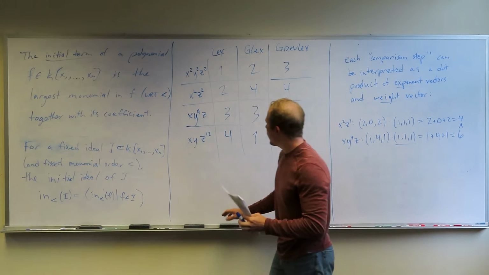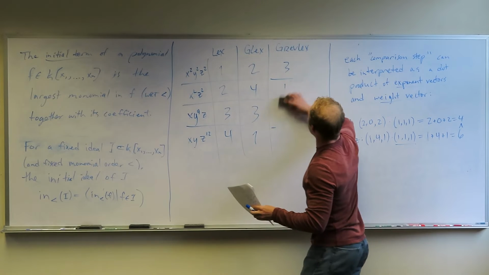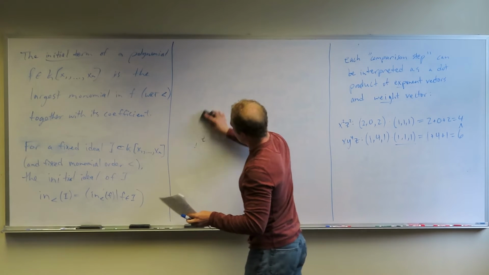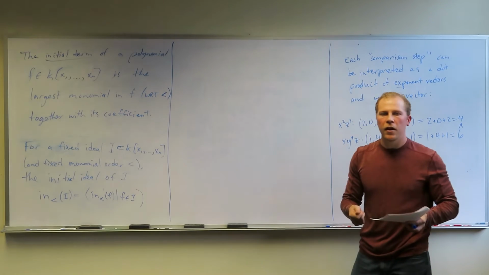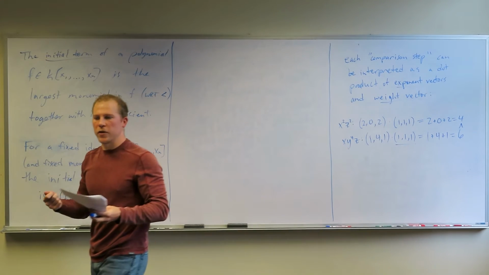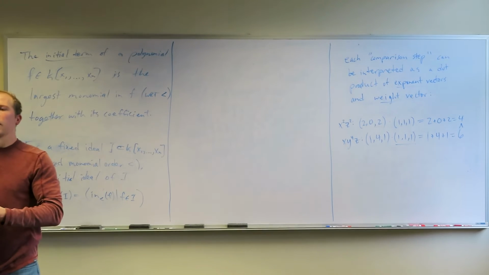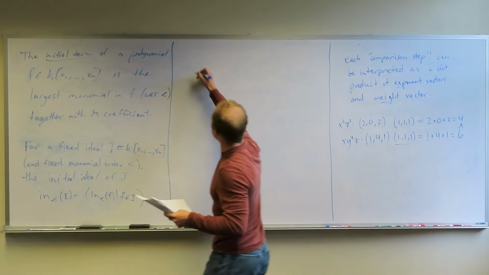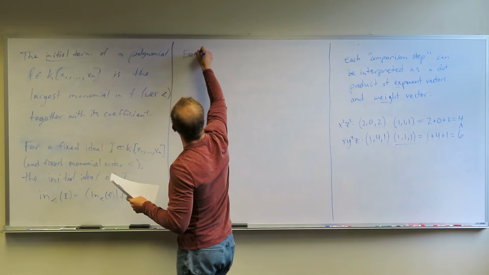And so at first glance, we might hope that if I hand you some generators for an ideal, and you just look at the initial terms of those things, that those are going to be enough to generate your initial ideal. Unfortunately, or fortunately, depending on how you look at it, that's not the case, right? So let's see an example of how things can go wrong.